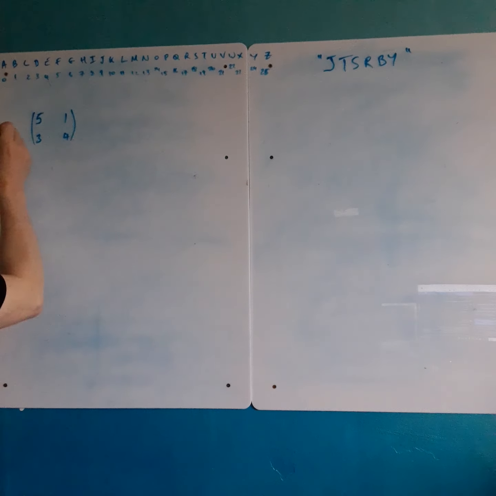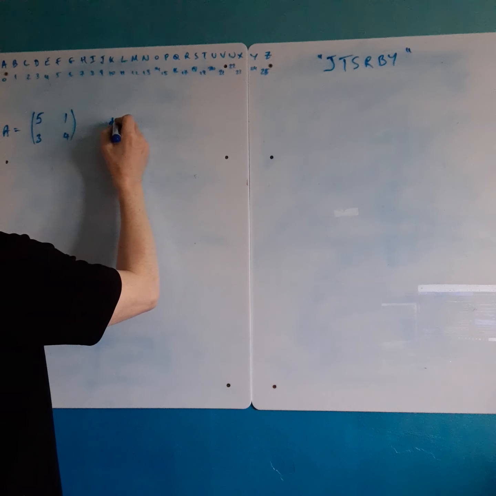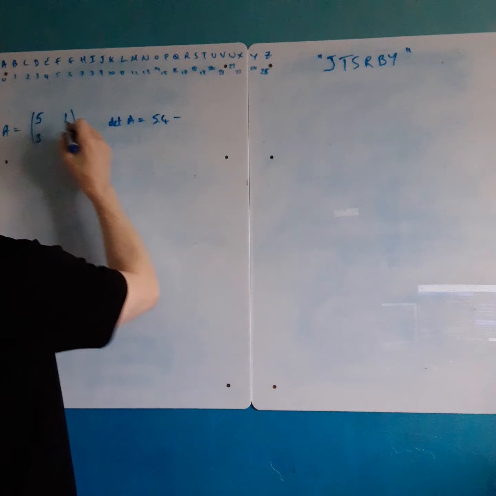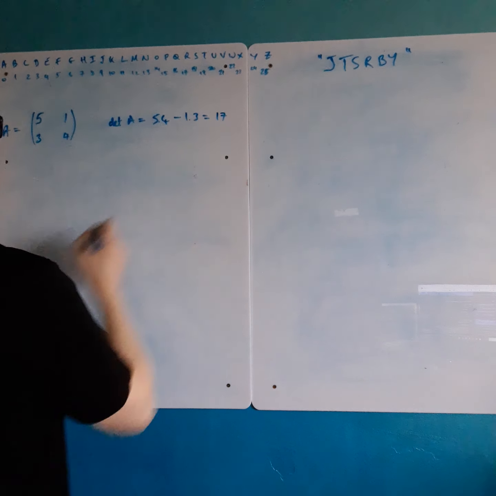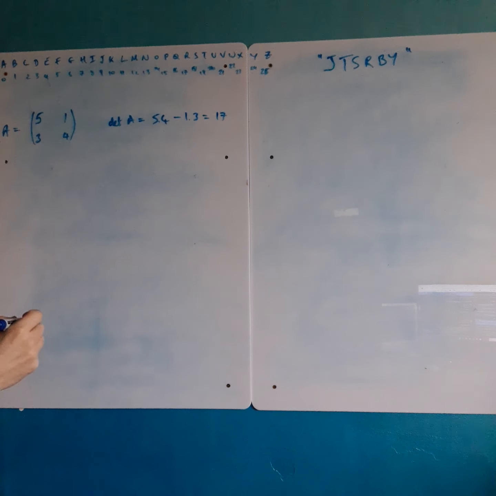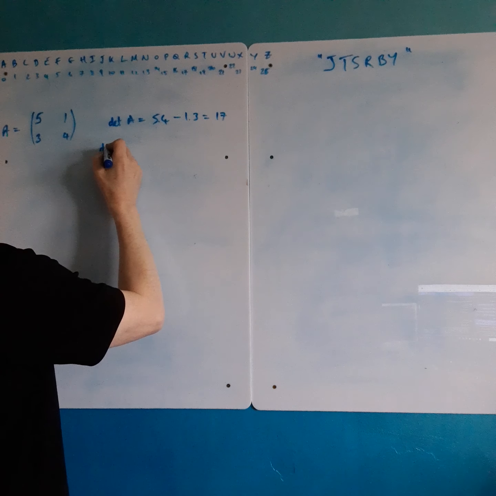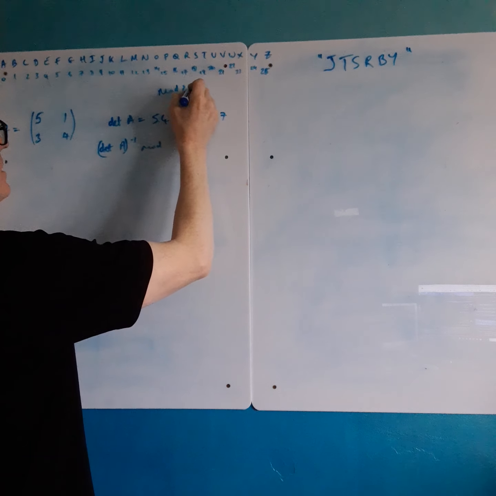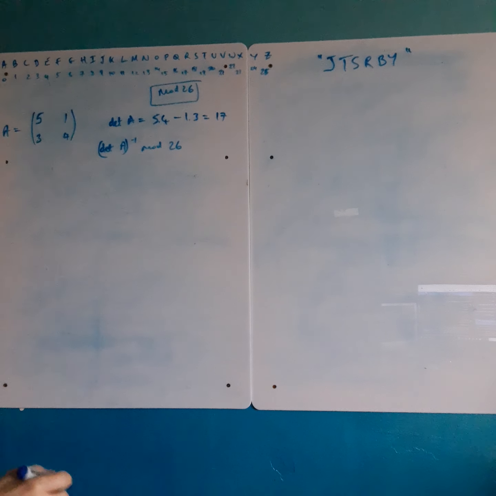Anyway, okay, so I'm going to call this matrix A, just the easiest way to give it a letter. So the first thing I need is det A, the determinant of A. So the determinant of A is going to be equal to 5 times 4 minus 1 times 3, which is 17. And the important thing then is I need the inverse of A mod 26. So I need det A inverse, we're working mod 26. So we need to make sure the 17 has an inverse mod 26.